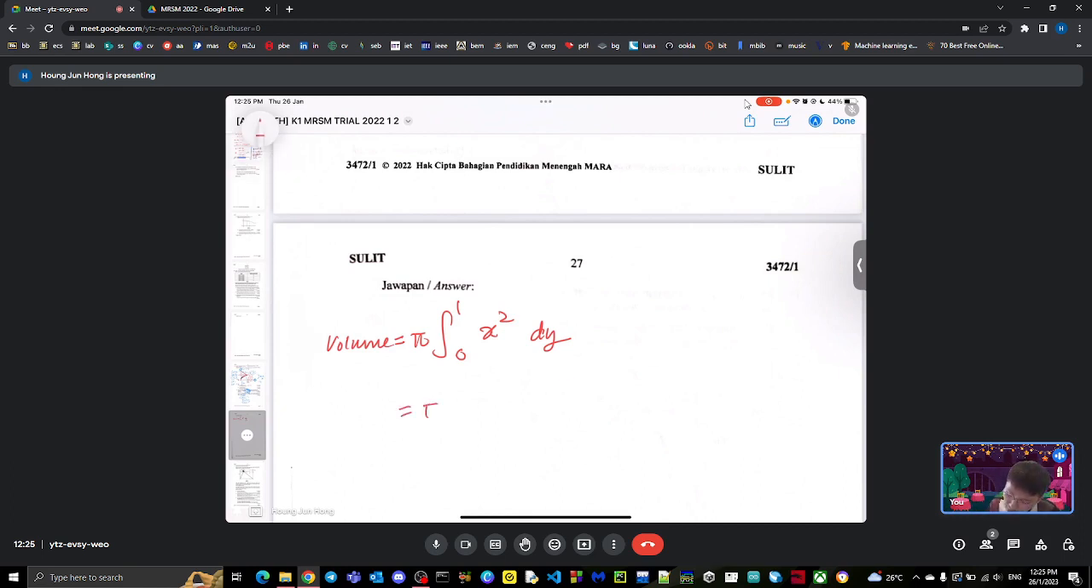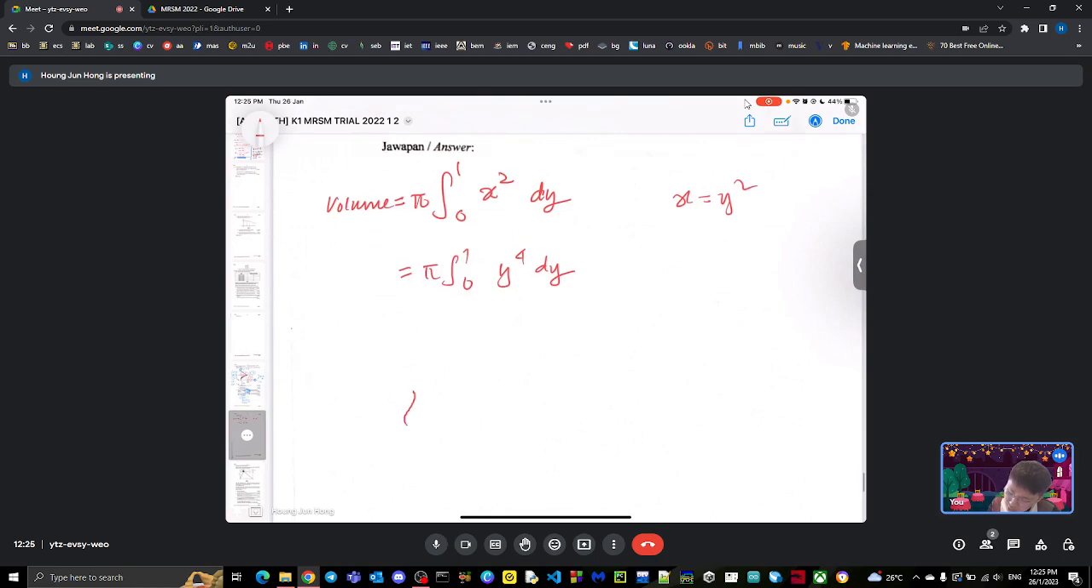So what is x squared? We know x equals y squared, right? So x squared is actually y to the power 4. Doing it out, you will find y to the power 5 over 5, from 1 to 0. It will become pi over 5. This is the volume for A.